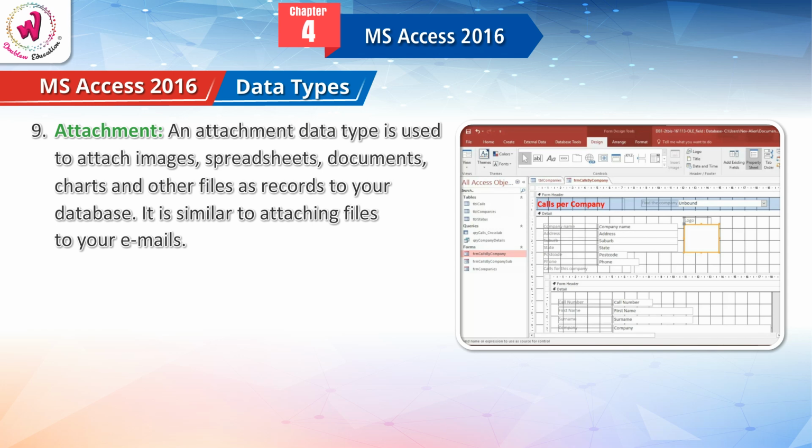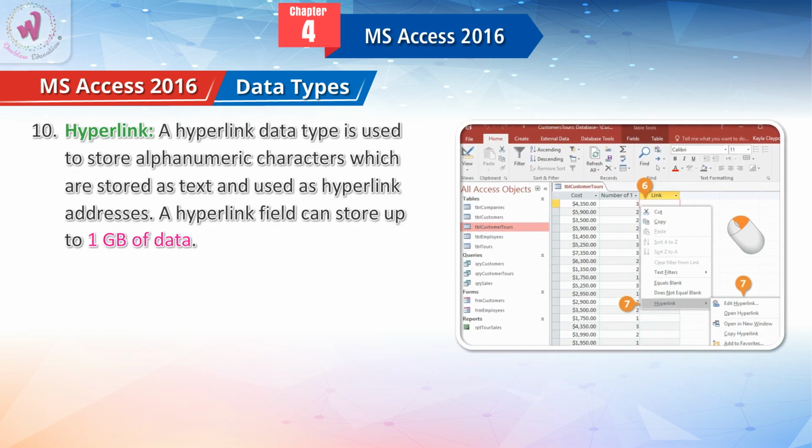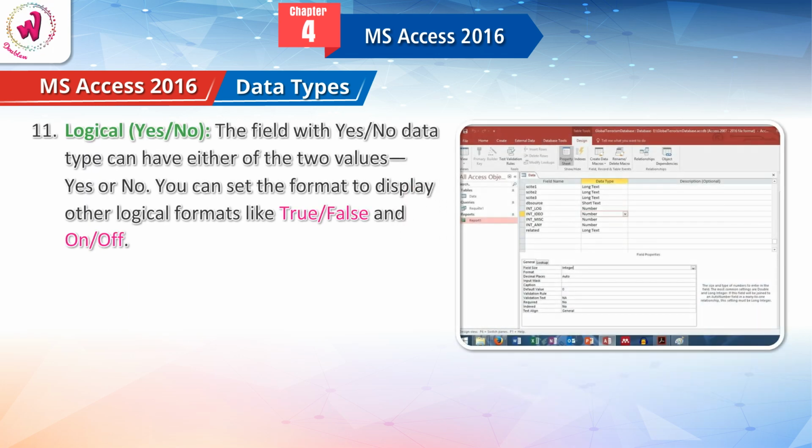9. Attachment. An attachment data type is used to attach images, spreadsheets, documents, charts, and other files as records to your database. It is similar to attaching files to your emails. 10. Hyperlink. A hyperlink data type is used to store alphanumeric characters, which are stored as text and used as hyperlink addresses. A hyperlink field can store up to 1 GB of data.